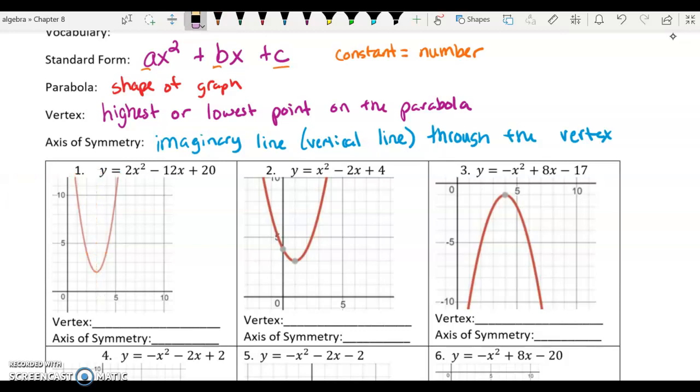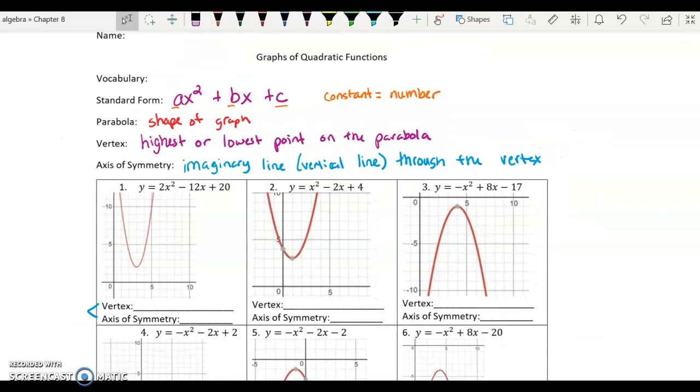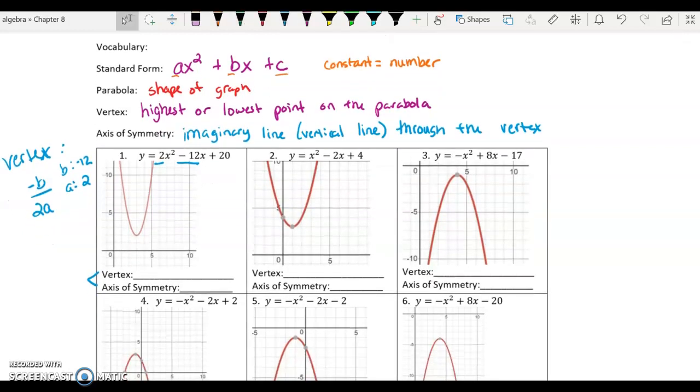So, I've already graphed these problems for you. However, I want you to find the vertex and the axis of symmetry. So out to the side, to find the vertex in number 1, it's very important that you remember this. You have to use the formula negative b over 2a. So in this case, my b is negative 12. My a is 2. So if I do that, I should be able to get negative negative 12 over 2 times 2.